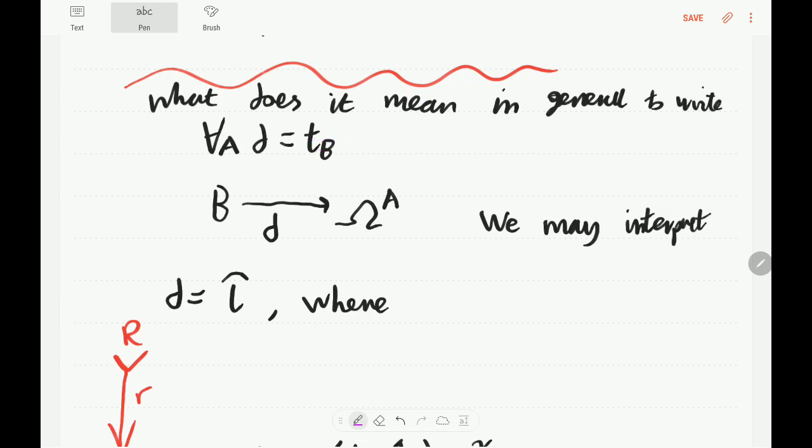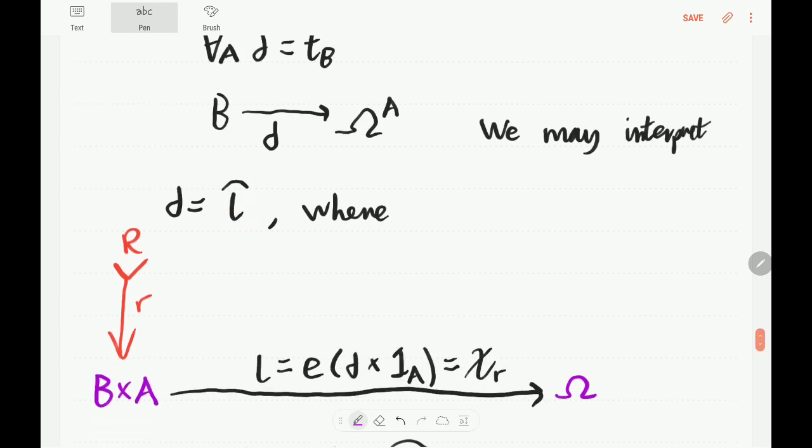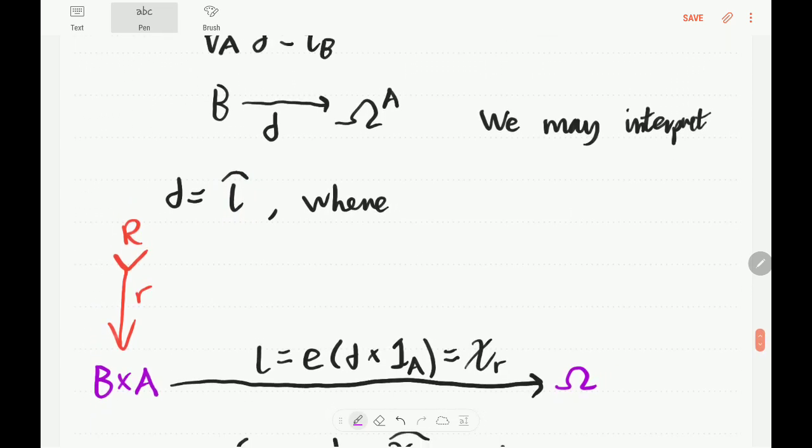Well, it's all about interpreting this arrow D, really. It's an arrow into omega to the power of A. So we can say, what if there's an arrow? Well, there will be an arrow L that it's the transpose of. And we can get L as E after D times 1A. And that's going to be an arrow from B times A to omega. So we can say that L is the classifying arrow, chi of R, of some subobject R of B times A.